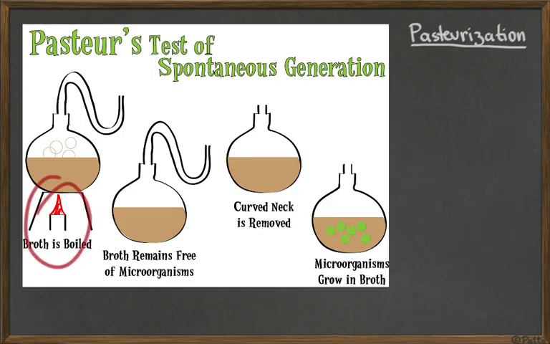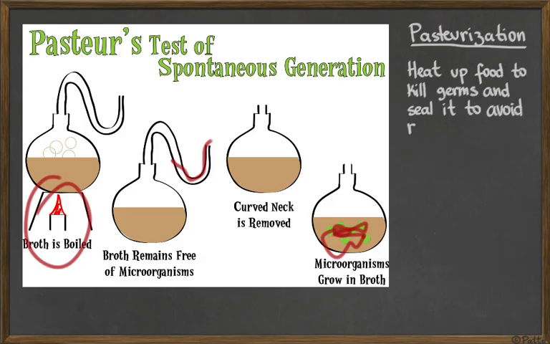Boiled broth in the swan neck tube, no contamination, but if you remove the swan neck, the curved neck, then you have bacteria growing there and making things all rotten. So basically this is the process of pasteurization. We heat up food, we kill the germs, we seal it, so we avoid the recontamination with life coming from outside. And with this experiment, Pasteur showed that life doesn't show up spontaneously. Life comes from other life that was somewhere and then gets into the broth to grow.